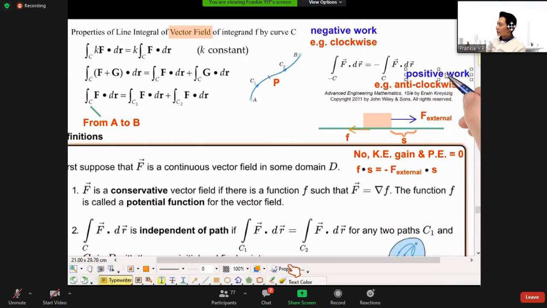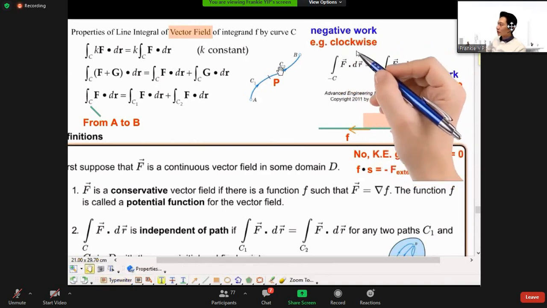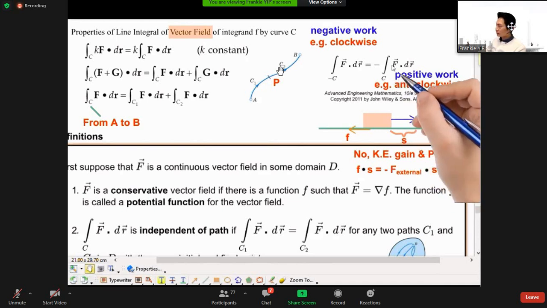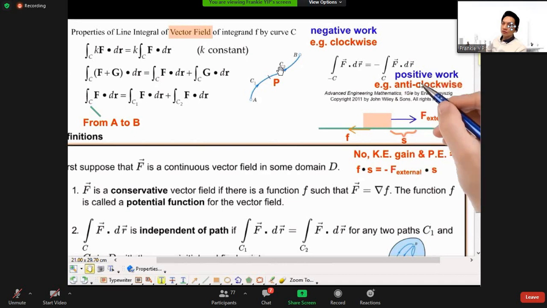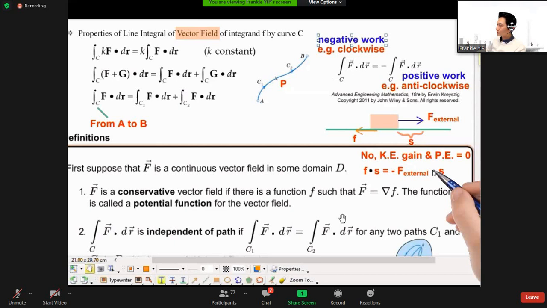Something like here: negative work is the clockwise direction, positive work is the anti-clockwise direction. So with the negative sign, it reverses. I think it's not difficult, because with the negative sign you can reverse anything. Got it? We finished this part.